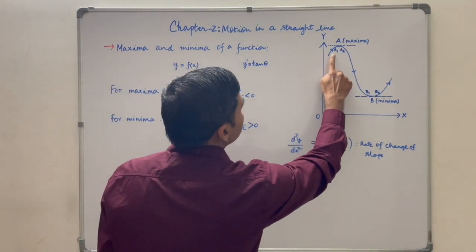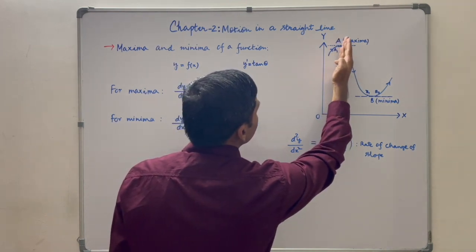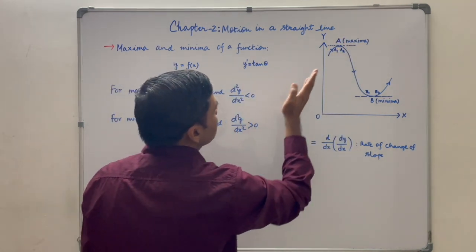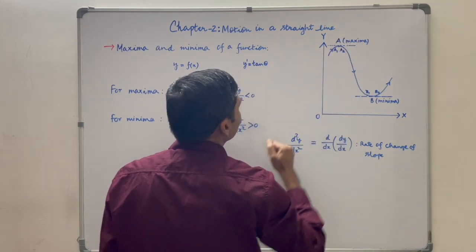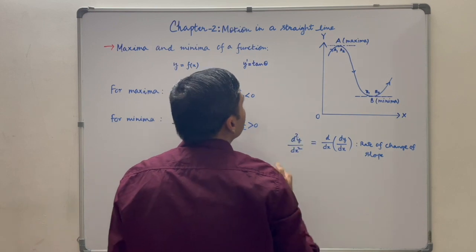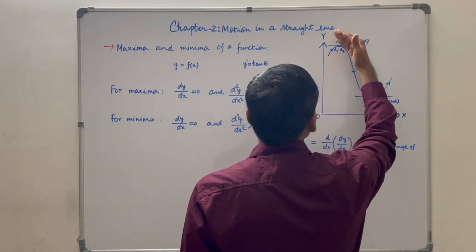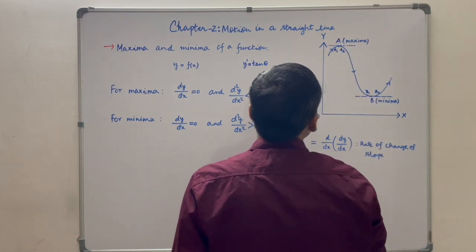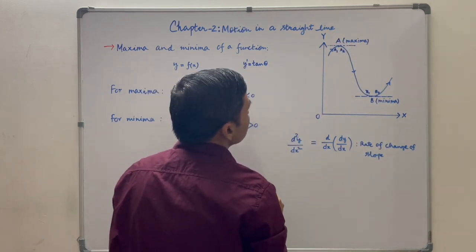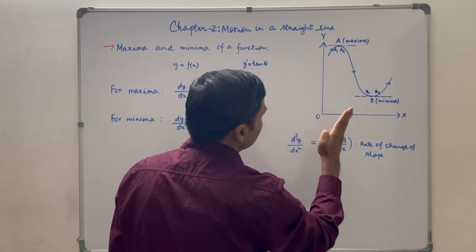Consider 2 points A1 and A2. A1 is to the left of A and A2 is to the right of A. Now draw tangents at A1 and A2. So the tangent at A1 will have a positive slope. At A it will have 0 slope, and at A2 it will have a negative slope. Means the rate of change of slope is decreasing from positive to 0, 0 to negative.